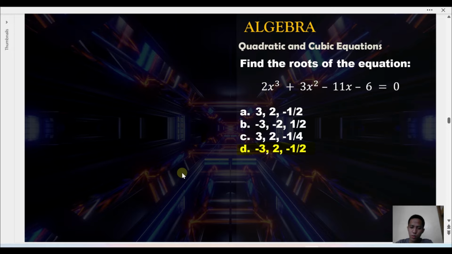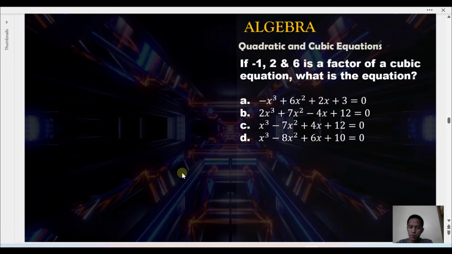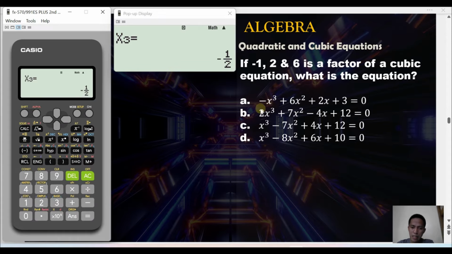So, let's proceed to our next problem. So, if negative 1, 2, and 6 is a factor of a cubic equation, what is the equation? Okay, guys, yung ating method dito is trial and error tayo dito sa ating problem. Okay? So, let's try letter B or letter A lang muna. If we try letter A, dapat yung roots natin is negative 1, 2, 6 para maging answer siya. So, if hindi, hindi siya answer.